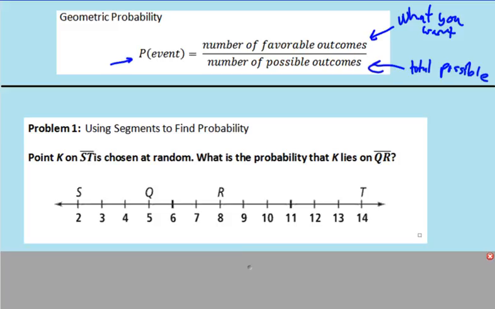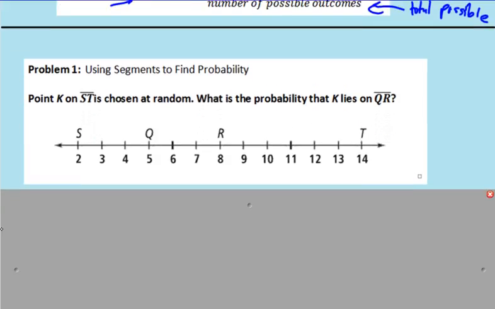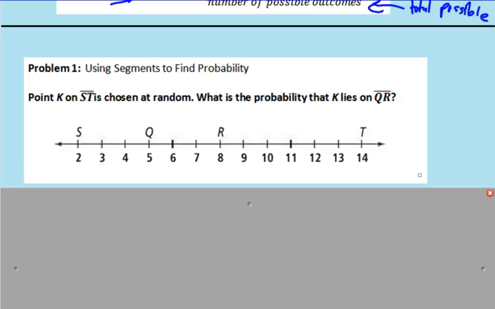So let's look at problem 1. It says using segments to find probability. Point K on line ST is chosen at random. What is the probability that K lies on QR? So if we look at it, ST goes from 2 to 14. So 14 minus 2 would be 12. So we have a total of 12, right? Because we go 1, 2, 3, 4, 5, 6, 7, 8, 9, 10, 11, 12. You have 12 slots there.